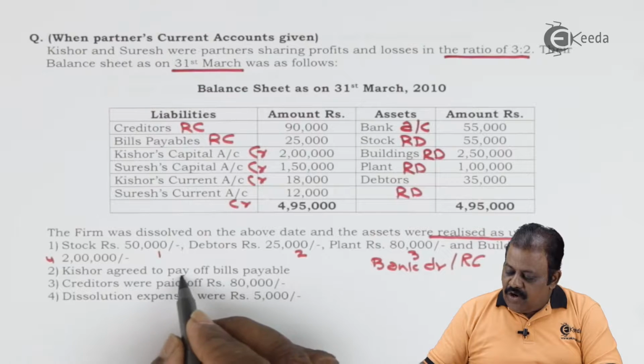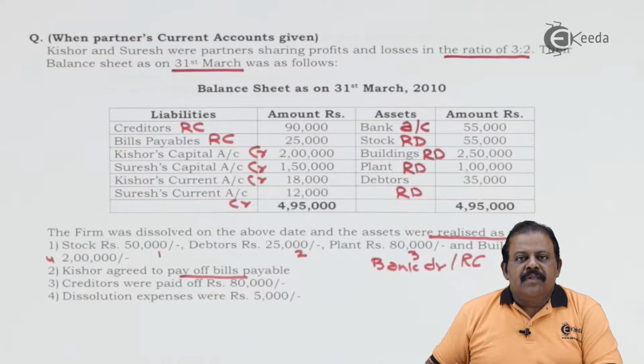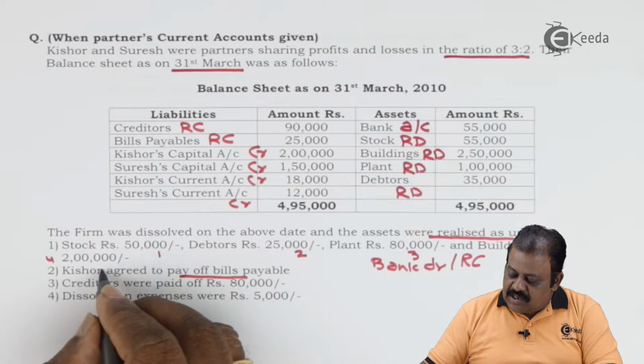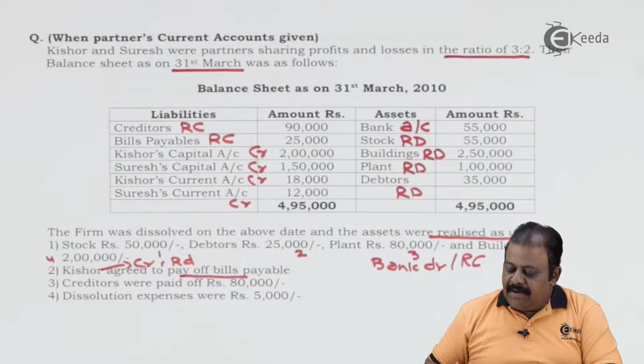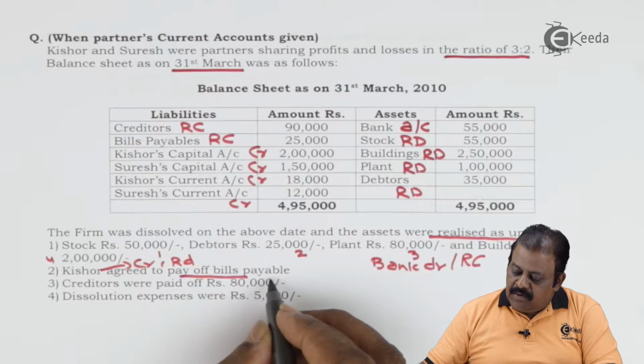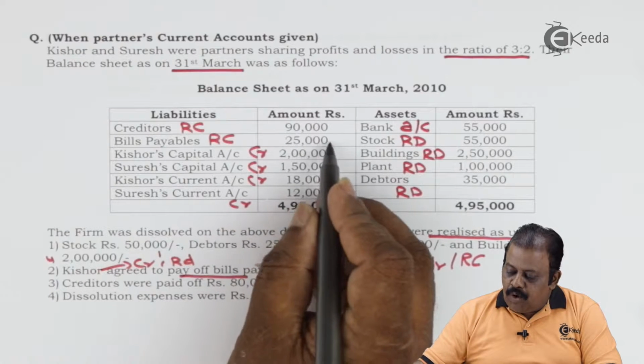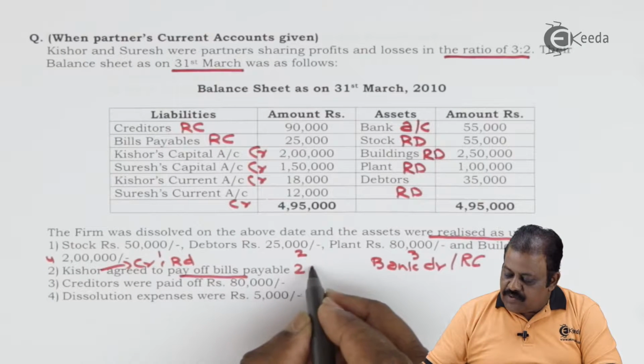Kishore agreed to pay off bills payable. Liability taken over by partner. Kishore's current account will be credited, realization account will be debited. Here bills payable will be paid as per book value, that is 25,000.